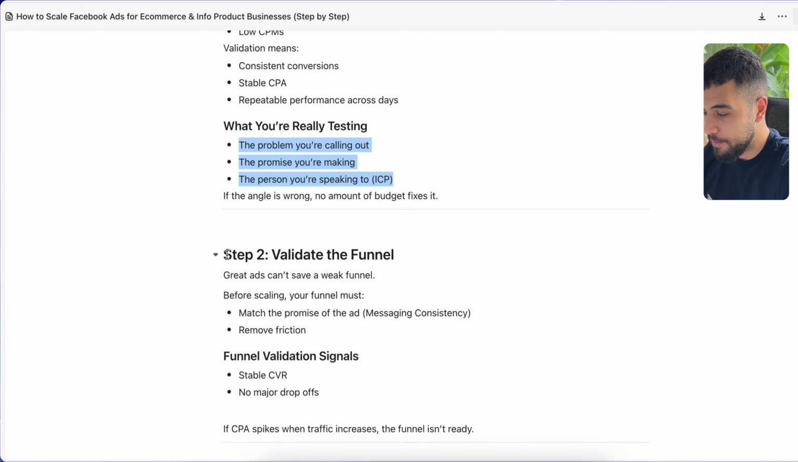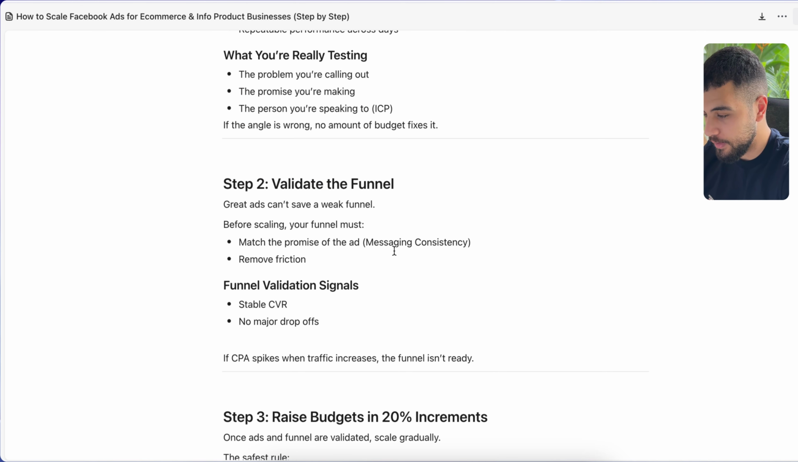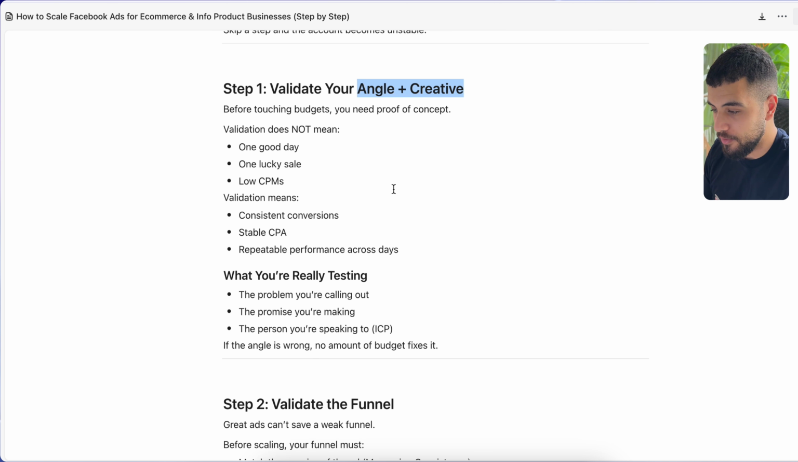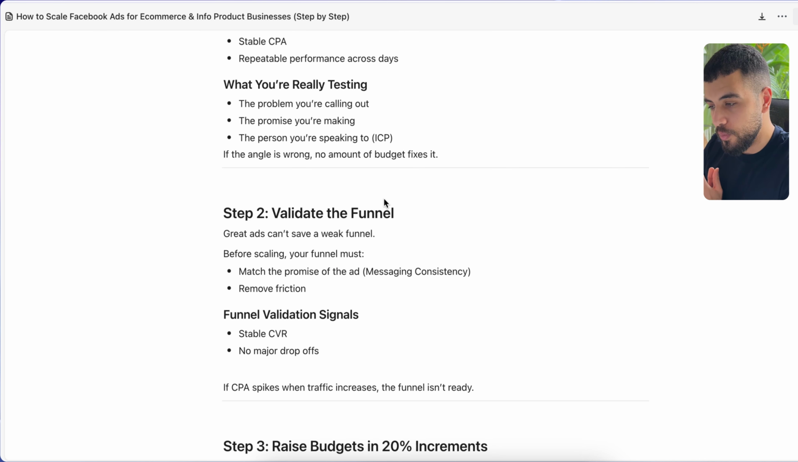Moving to step two, which is validating the funnel. Your ads cannot save a weak funnel. It is impossible for your ads to save a weak funnel. So before scaling, as we've said, you need to validate your angle and creative first. Then once you see really healthy, let's say, great soft metrics and really promising results, we can move to validating your funnel.